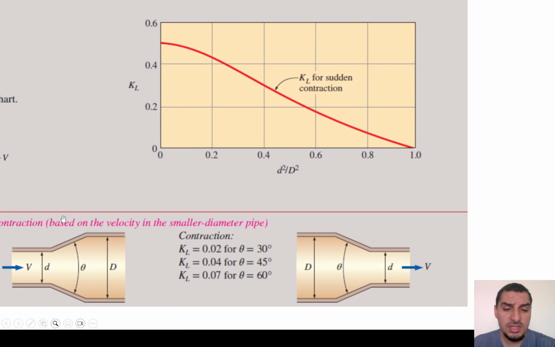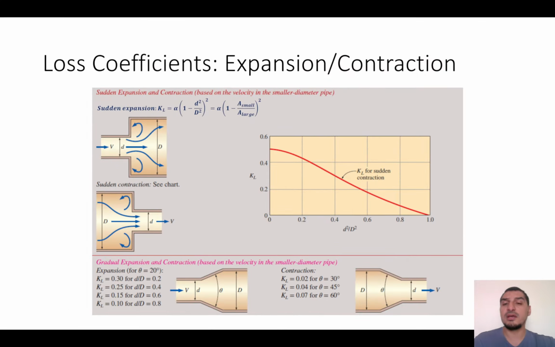For the contraction, it's independent of D over D. It just depends on the value of theta. So these are the values of KL for different thetas. Okay, so this is the case.